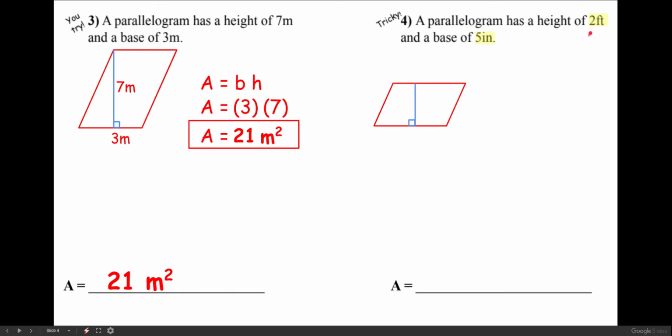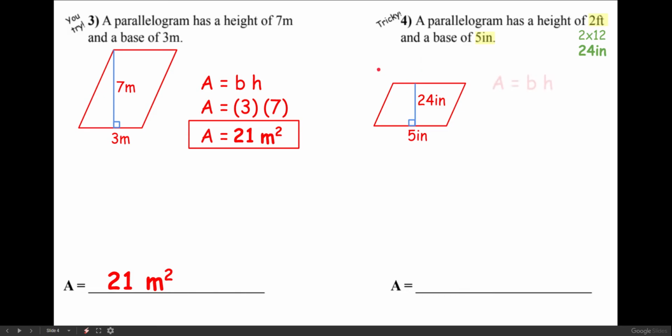2 feet is, there are 12 inches in a foot. So if you multiply 2 times 12, you'll get 24. So it has a height of 24 inches and a base of 5 inches. So 5 inches, 24 inches. And you'll see this does not look 24 inches tall, but like I said, it doesn't matter. It's just a drawing. It's just a reference point.